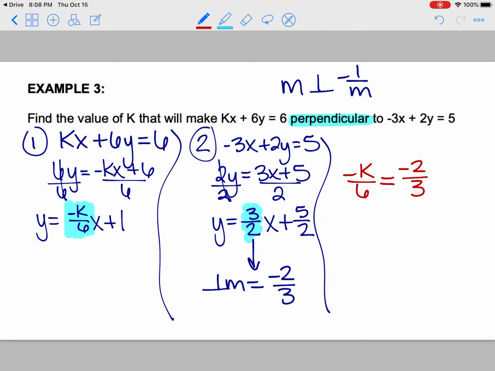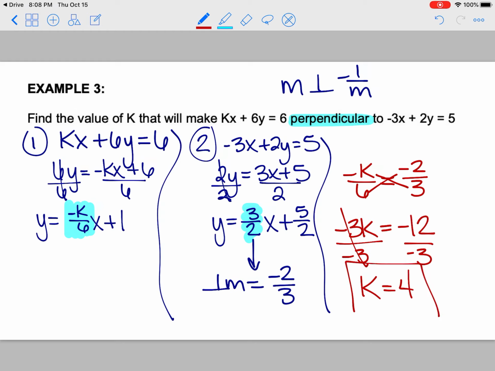Now you're just solving an equation like we talked about in our algebra review. So we would cross multiply 3 times negative k, which would be negative 3k, equals the other side 6 times negative 2, negative 12. Divide both sides by negative 3, and k would equal 4. So that's what we would need k to be to make those two lines perpendicular if we were to graph them on an equation. So this would be your final answer.